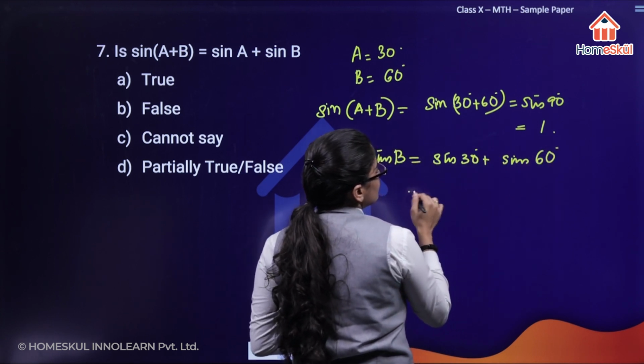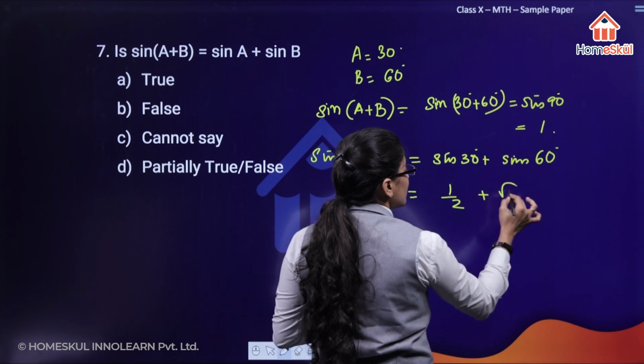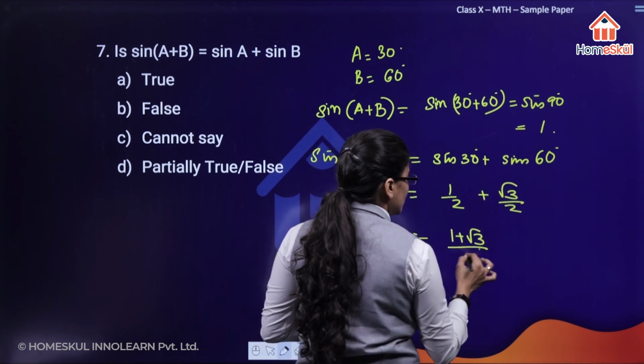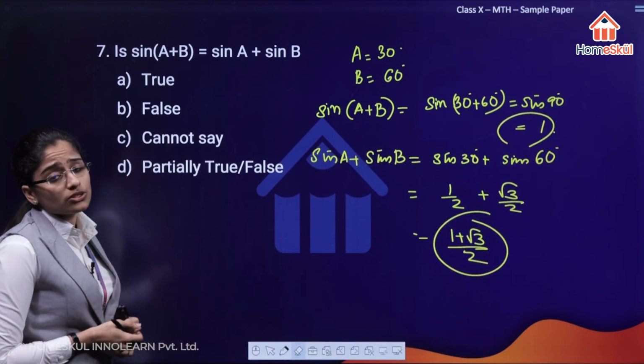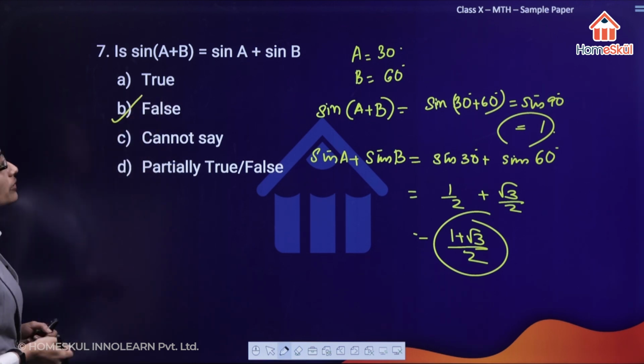Isn't it? That is sin 30 is 1 by 2. Sin 60 is root 3 by 2. On adding, what will we be getting? 1 plus root 3 by 2. Are they same? Is the RHS equal to LHS? No, they are not same, isn't it? So, the statement is false. Okay. Moving on to the 8th question.